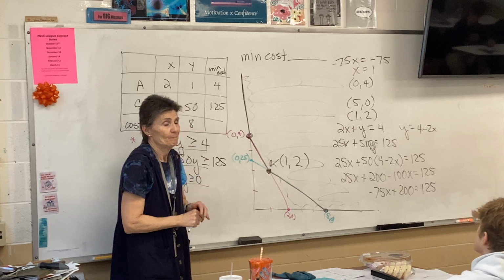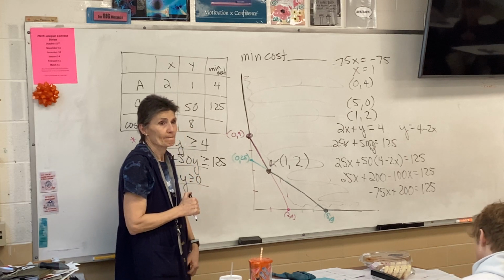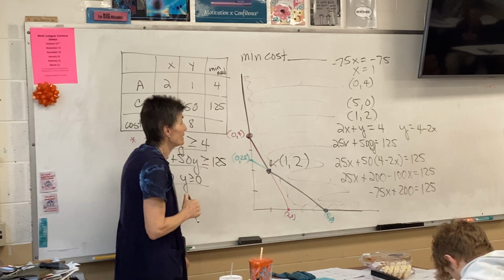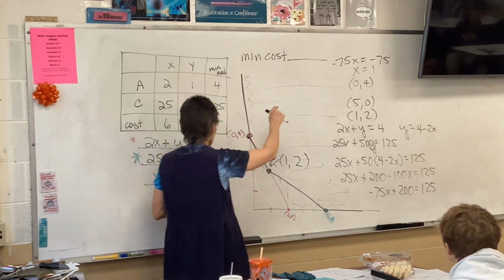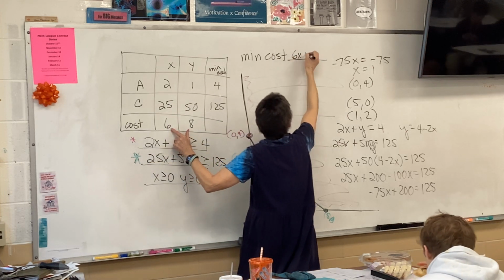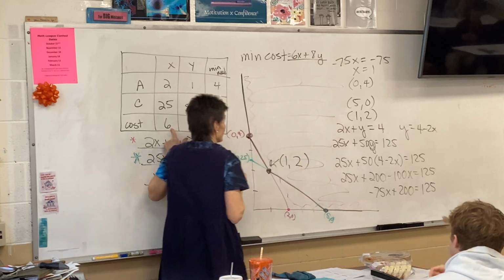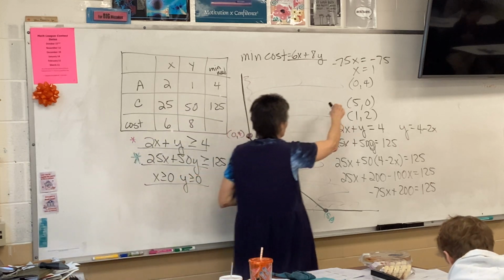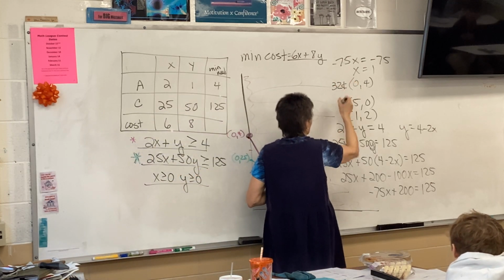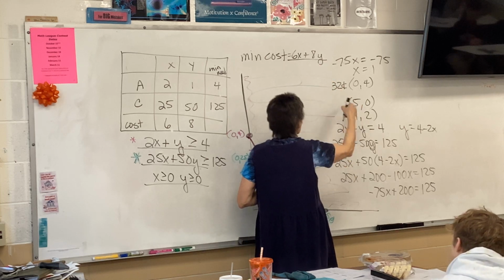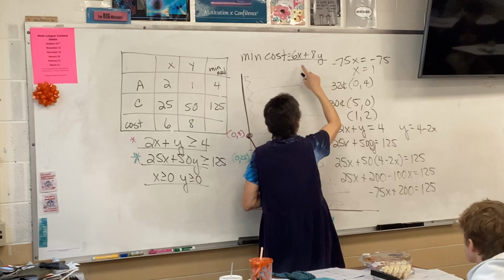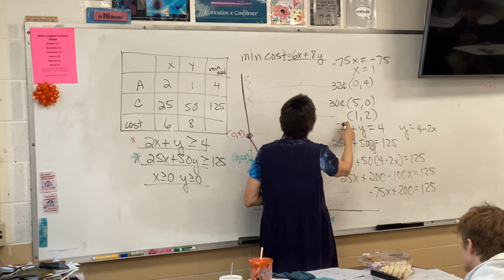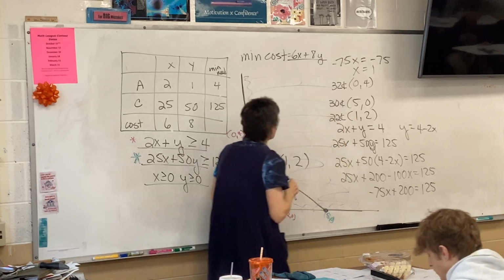All right, now what? Now we will put in our points. So, what's the cost? 6x plus 8y? So this option would be 32 cents for those. This option would be 30 cents, 5 of those. And this option would be 22 cents.